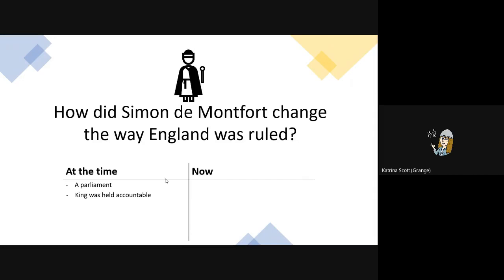But how is it significant now? Well, this is really simple. We still have a parliament today who decides what our laws will be and how the country is run. So, how did Simon de Montfort change the way England was ruled, and how is it significant? You can probably have a go at answering that question for yourself.